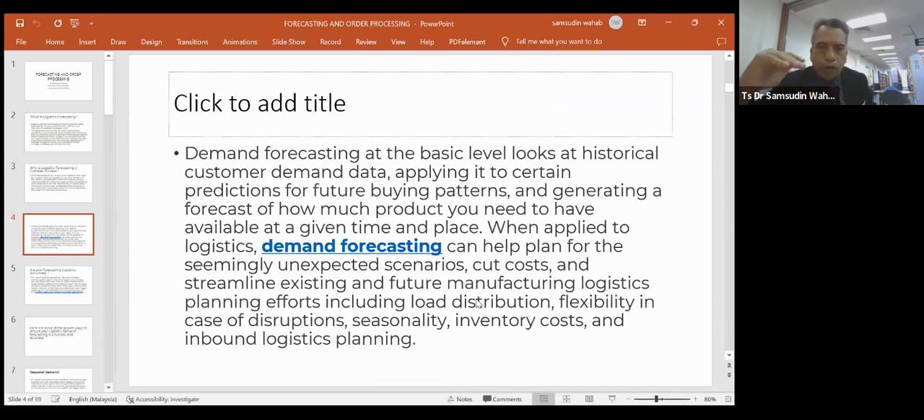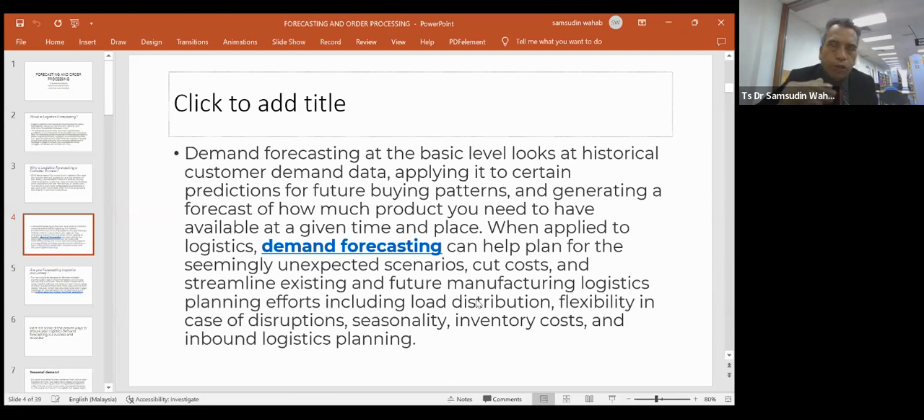Maybe you want to make a decision about how much you can cut the cost. And logistic planning: how to plan our logistics, how many warehouses we need in the future, and the load of the distribution. The seasonality, the cost of inventory, and also the inbound logistic and maybe outbound logistic. So all this is about forecasting in logistics. That is the basic activity based on historical customer data. That is the forecasting.